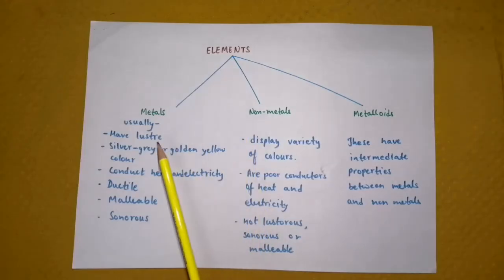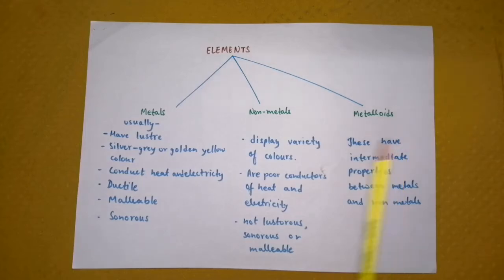Elements are classified into metals, non-metals and metalloids. Usually metals are lustrous, meaning they have a shiny appearance. They are silver grey or golden yellow in color. They conduct heat and electricity. They are ductile, meaning they can be drawn into wires. They are malleable, meaning they can be hammered into thin sheets. And they are sonorous, making a ringing sound when hit.